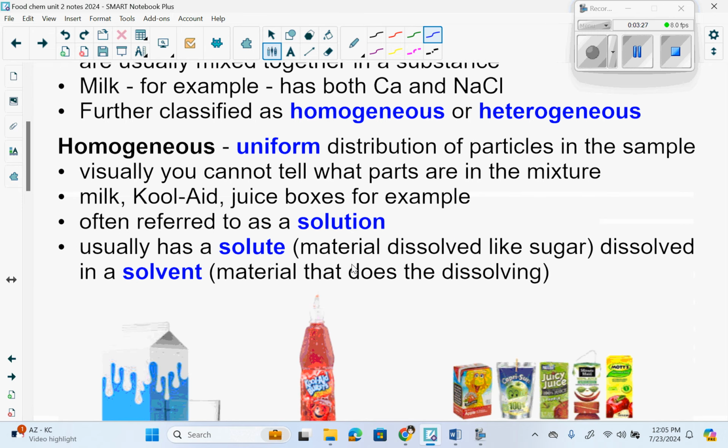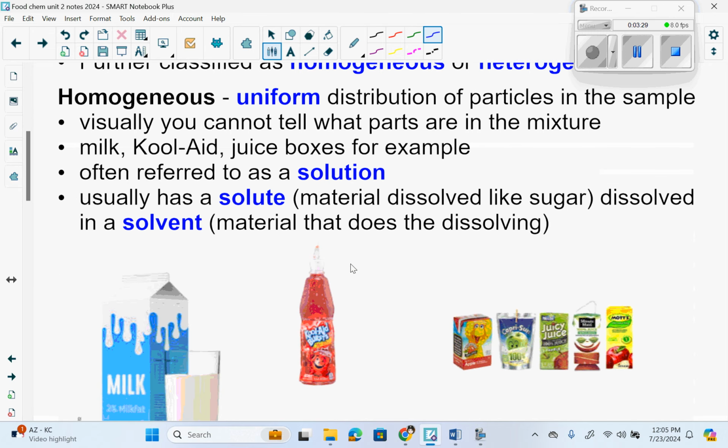So let's look at homogeneous first. A homogeneous mixture will have a uniform distribution of its particles in the sample. So visually, you cannot tell what parts are in the mixture. So if you think about milk, you can't see where the calcium, proteins, fats, sugars, or anything are just by looking at the milk. Kool-Aid, same thing. You can't tell the sugar from the water or the flavoring packets, right? Especially if you buy it like this, you really can't tell the parts. And then your juice box is the same thing. You can't tell the different parts of the juice as you are drinking it. It should taste as just the juice itself, right?